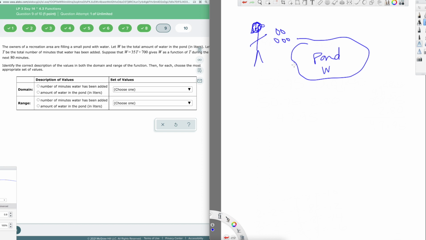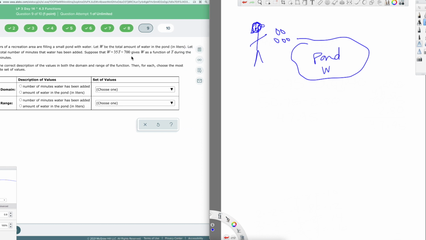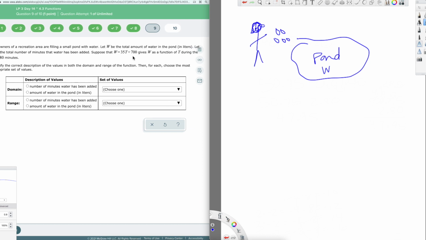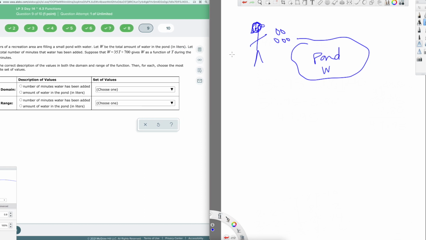And then we're told, suppose that W equals 35T plus 700 gives W as a function of T during the next 80 minutes. So we know it's going to be happening for 80 minutes. They're going to be adding water for 80 minutes. So if I think about this equation, W is the amount of water in the pond. T is the number of minutes that they're adding this water. And then I have these other numbers here. I have 35 times T. Well, that sounds like a change. It's being multiplied. So this other number is going to be our starting point.